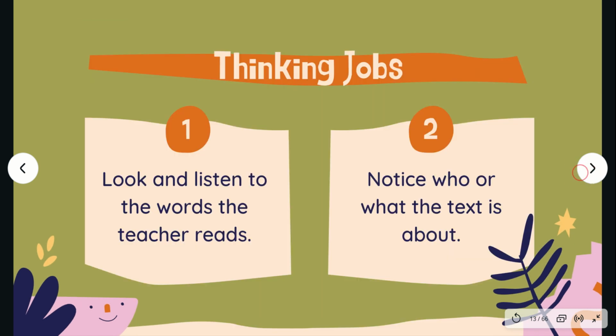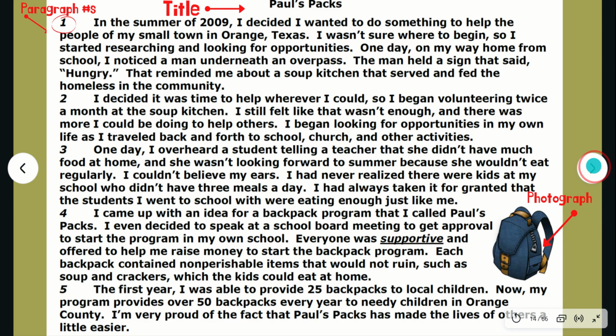So let's go ahead and look at our two thinking jobs before we start reading. Your job is to look and listen to the words the teacher reads, and your second thinking job is to notice who or what the text is about. What are your two thinking jobs? Now that you've shown me you know your two thinking jobs, it is time to read Paul's Pacts. Remember, when we read our passages, we are going to stop and gist along the way. Sometimes I will give you the gist, and other times I will ask you to gist along with me.